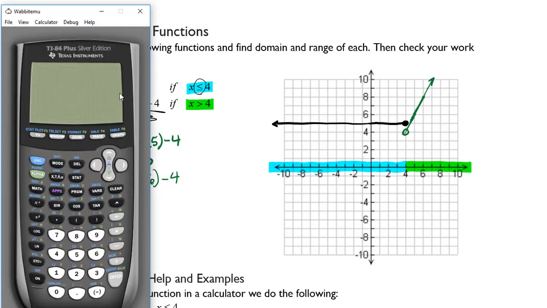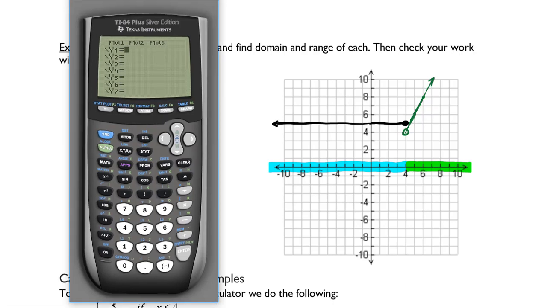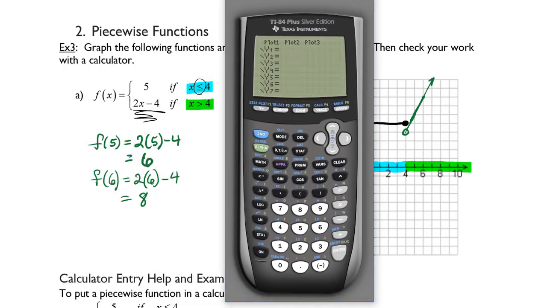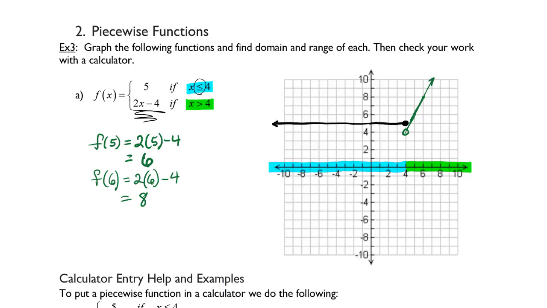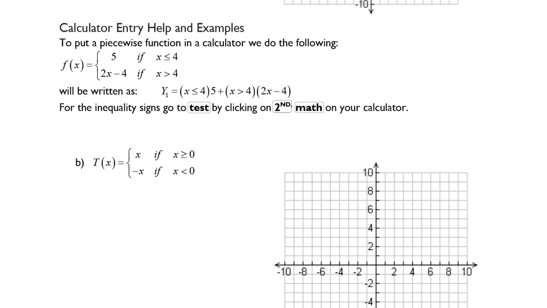Now it says to check your work in a calculator. So I should end up with just the home screen. Some calculators are going to look slightly different than this. Click on the y equals. Next, enter your first interval. And here's how you will enter the interval. Let me bring up the entry rules here.